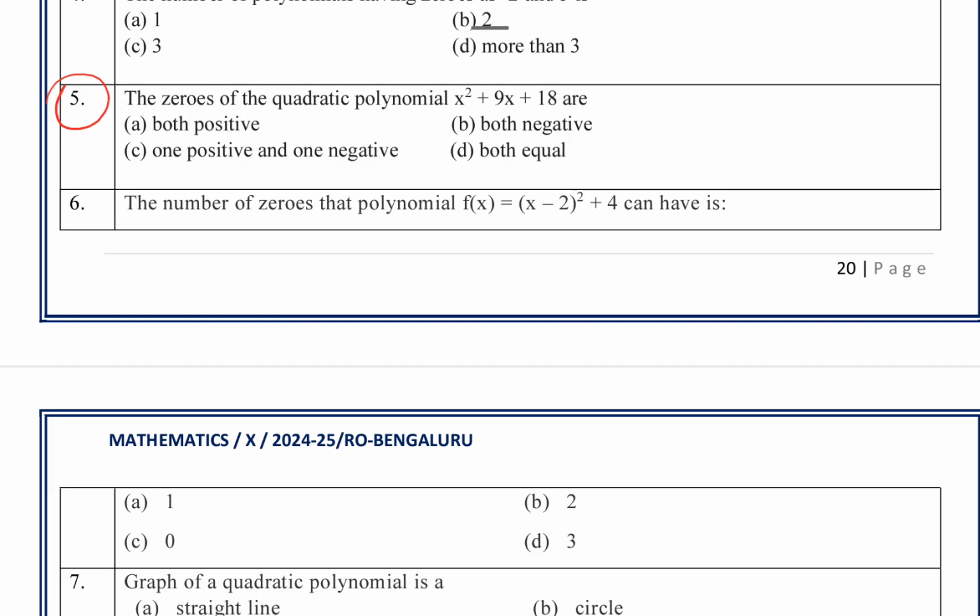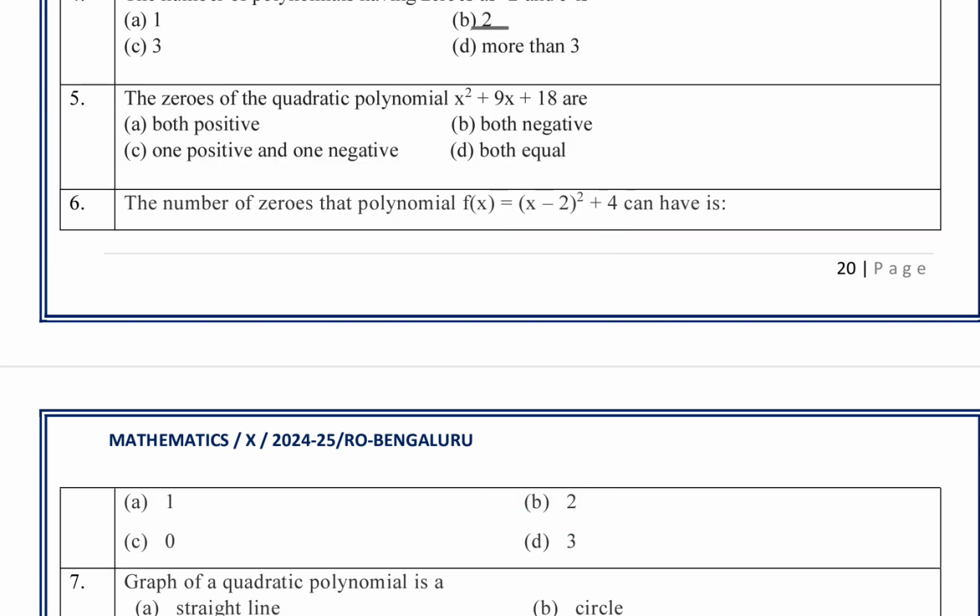The sixth question: the number of zeros that the polynomial f of x equals (x minus 2) whole square plus 4 can have. Here the equation is very important. What is the answer? Can you guess here? Here the choice is given, that is B, 2 is the answer.